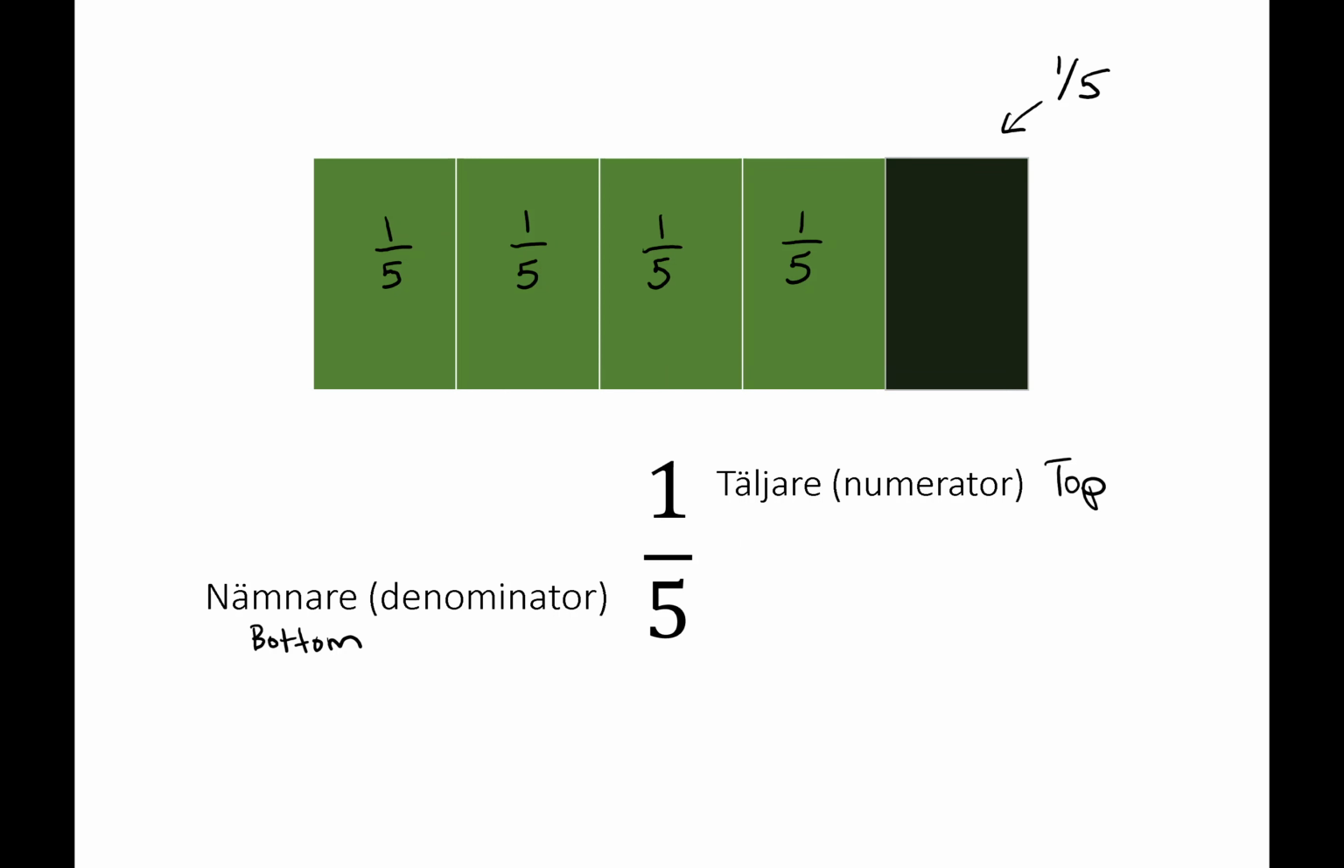So 1/5 can be represented like this. Sometimes we need to look at equivalent fractions. Equivalent fractions. Well, what does that mean? Let's use this diagram to illustrate. So in the last example, we have a chocolate bar broken into 5 pieces, and each piece represents 1/5.